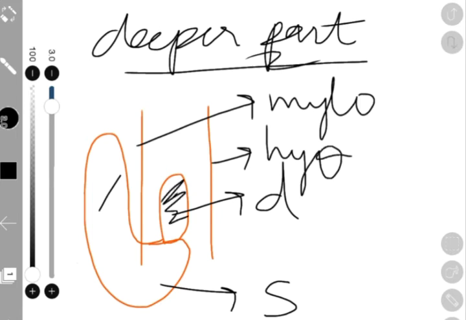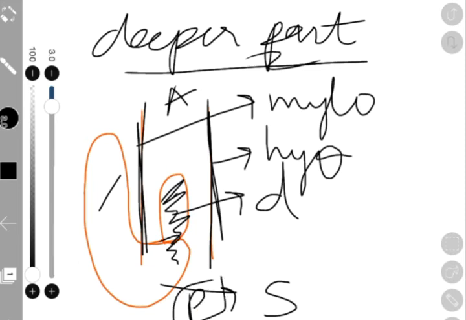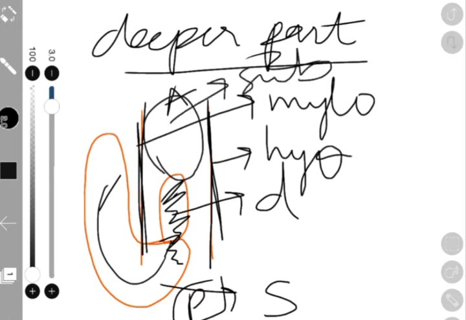So the deeper part is present in between your mylohyoid muscle and the hyoglossus muscle, and consider this as the anterior side and this as the posterior side. The deeper part posteriorly is continuous with the superficial part of the gland, and you'll have your sublingual gland here. We have seen there are three pairs of salivary glands: parotid, submandibular and sublingual. The anterior part of the gland is present behind the sublingual gland.